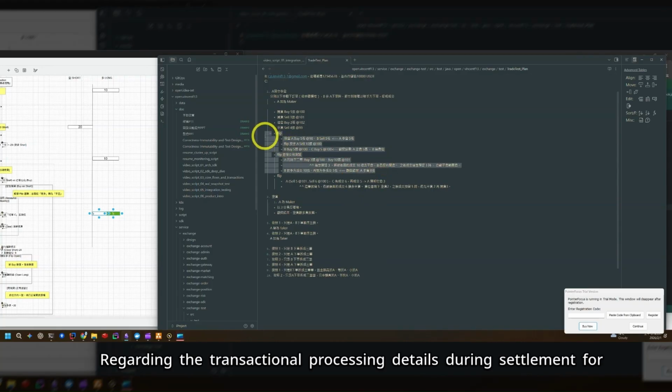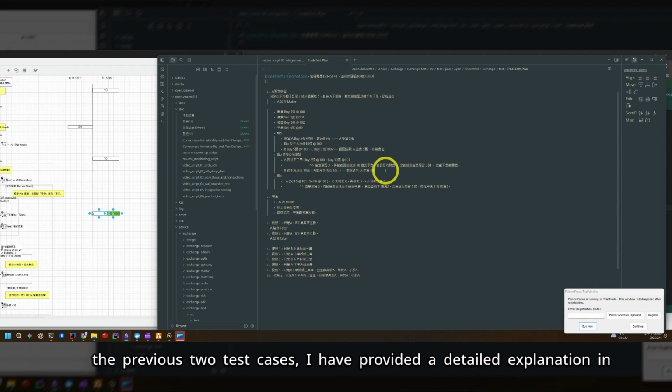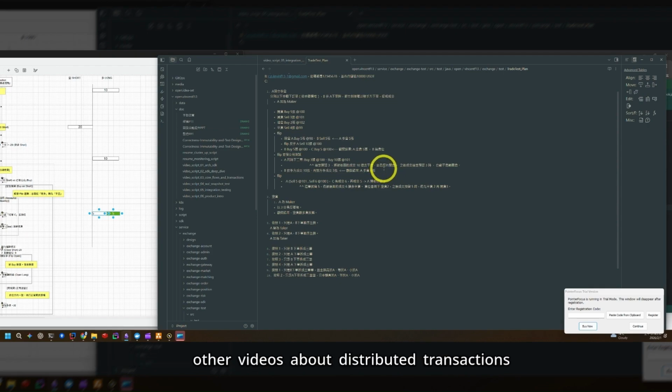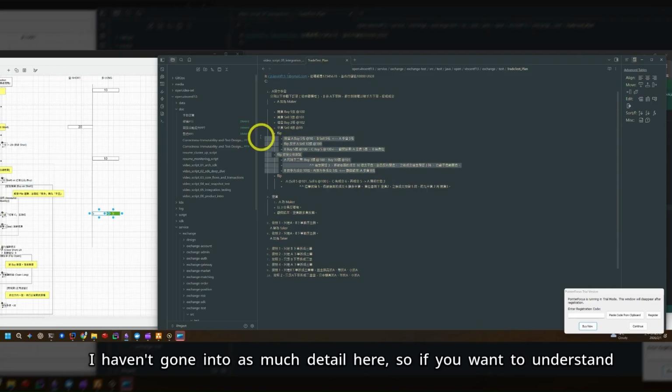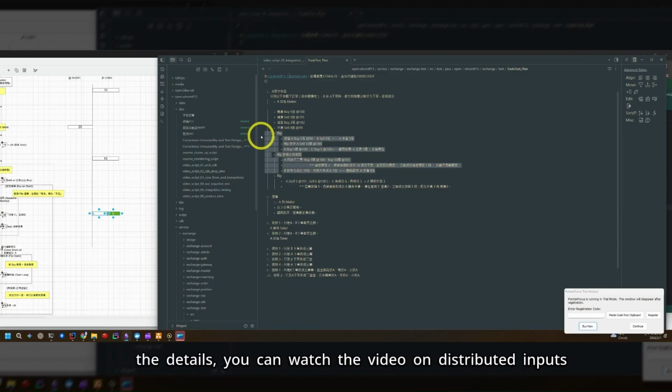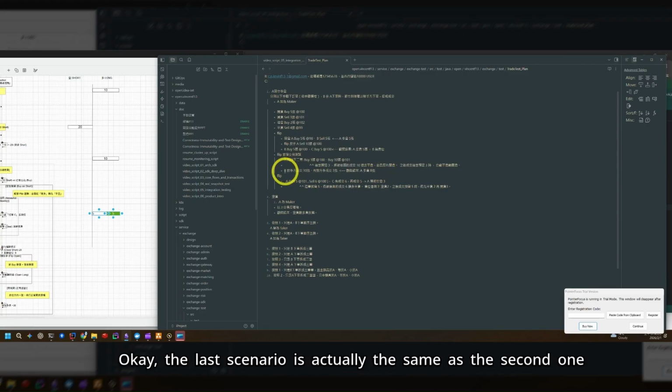Regarding the transactional processing details during settlement for the previous 2 test cases, I have provided a detailed explanation in other videos about distributed transactions. I haven't gone into as much detail here, so if you want to understand the details, you can watch the video on distributed transactions. Okay, the last scenario is actually the same as the second one.